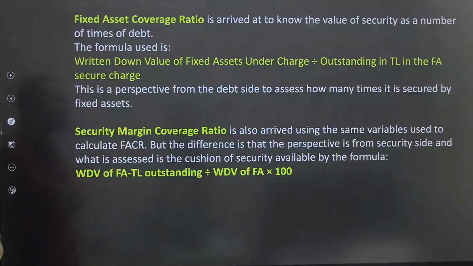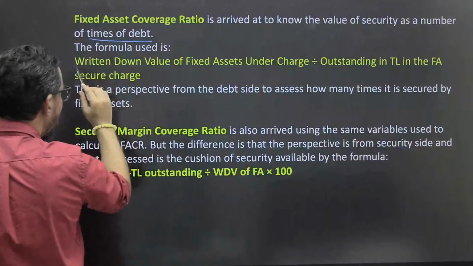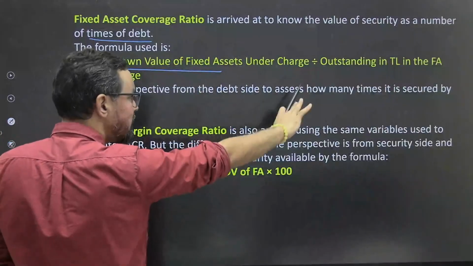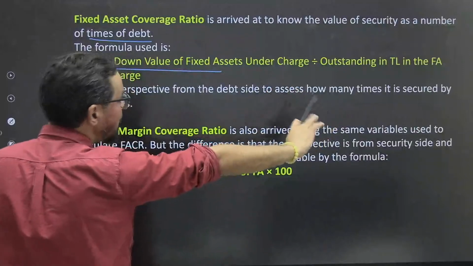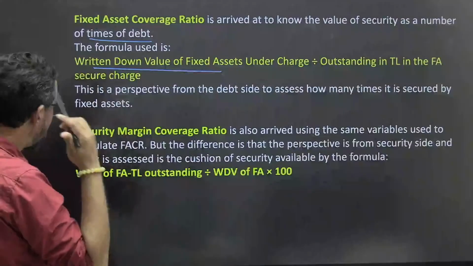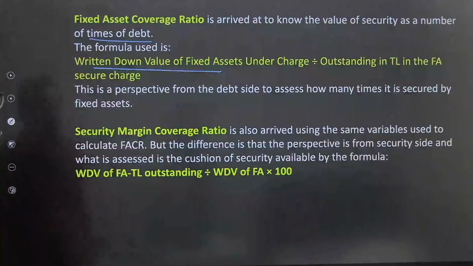Fixed asset coverage ratio is arrived at to know the value of security as a number of times of debt. So basically it is the written down value of the fixed assets under charge divided by outstanding term loans, secured charges.